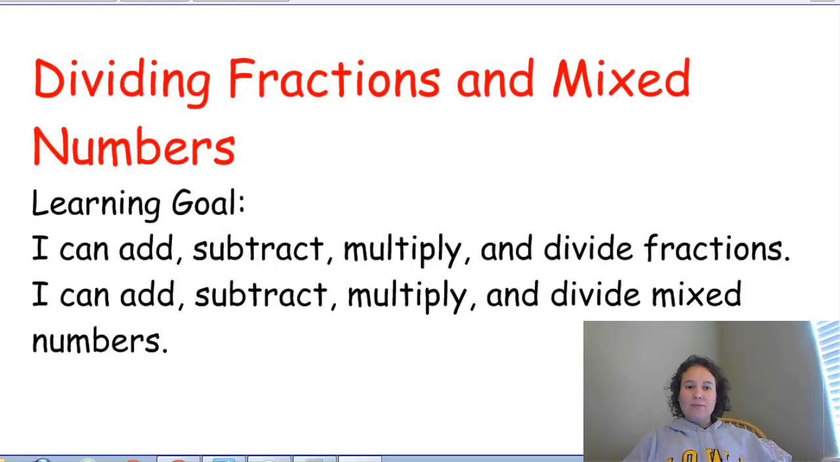All right, today we're going to talk about dividing fractions and mixed numbers. I know you've been waiting for this, and so we're completing our 2 learning goals for this unit, where we've been talking about adding, subtracting, multiplying, and dividing both fractions and mixed numbers.